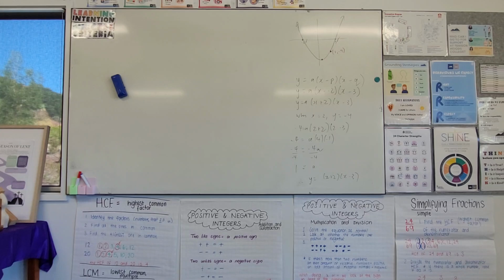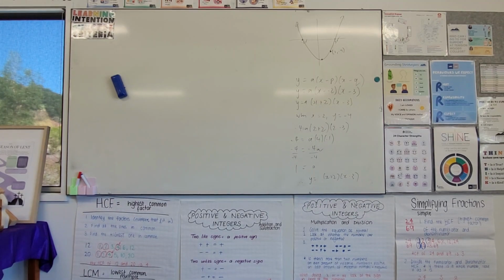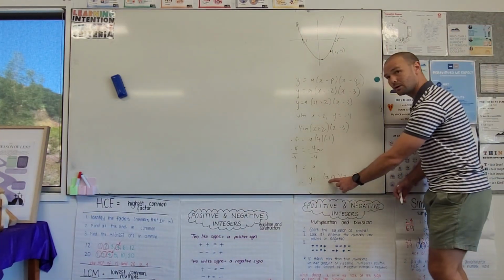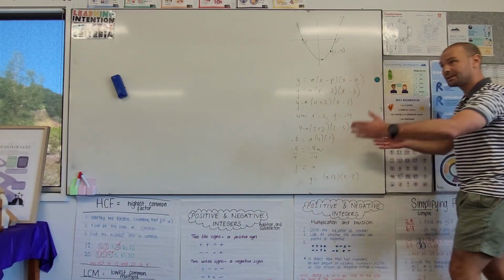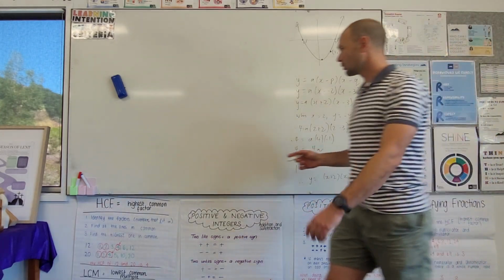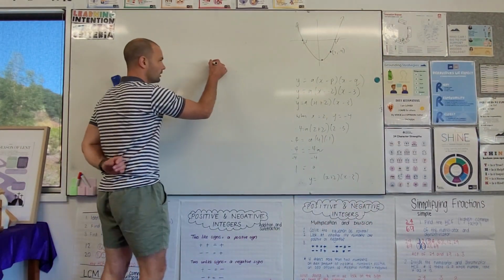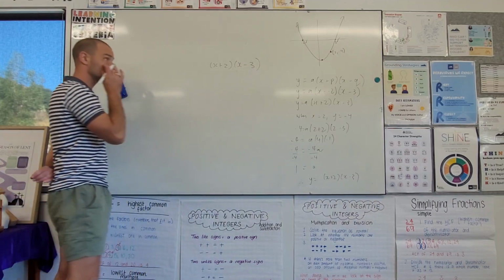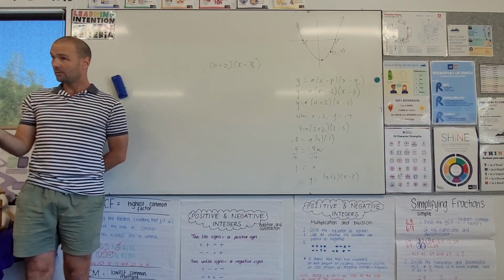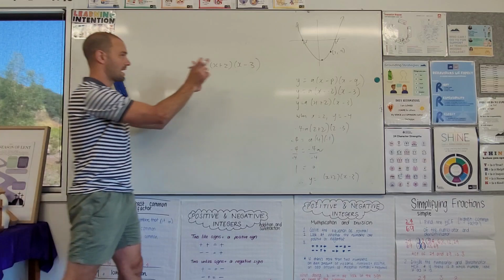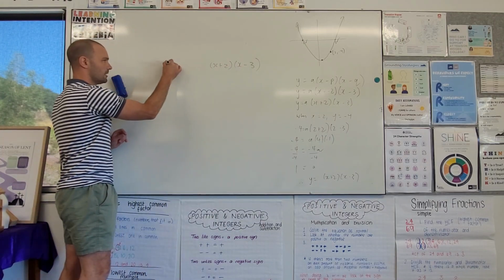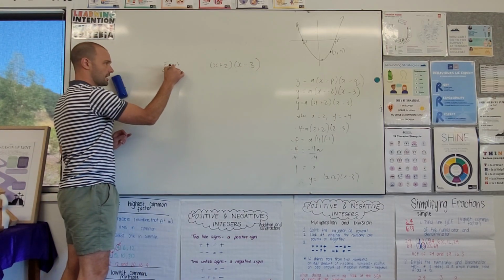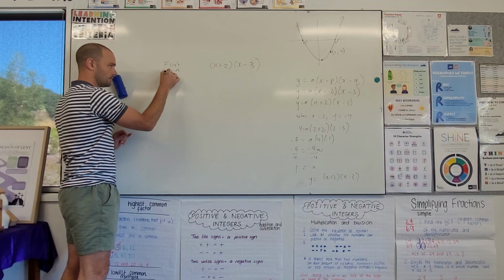And we haven't quite finished because the question says, write it in the form ax squared plus bx plus c. So that means we need to, at the moment it's factorized, we need to fully expand it. So this is going to be a good opportunity for us to recap our FOIL. We have x plus 2 times x take 3. So FOIL, that's a way we multiply two brackets together. FOIL, it means first, outside, inside, and last.